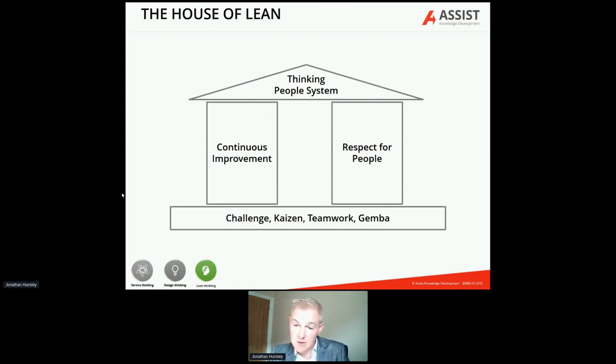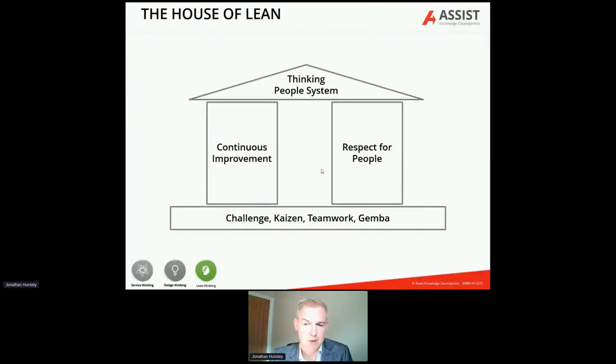Now, it was mentioned earlier on the keynote with Matthew Saeed, the concept of psychological safety. Now, lean doesn't use that language. What it does is it talks about respect for people. People have to be willing and able to share their ideas and their thoughts, and also willing and open to challenge each other. Continuous improvement is embedded within a lean focused culture, as is challenge.